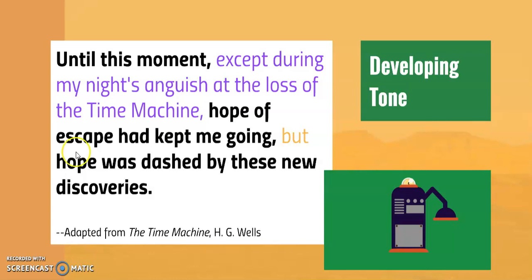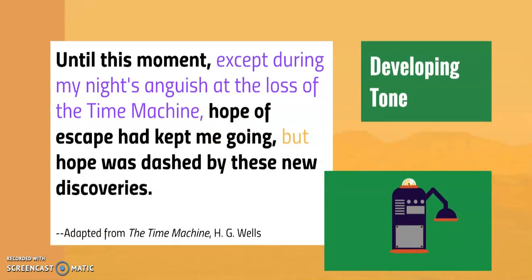The first independent clause, until this moment hope of escape had kept me going, is split and the subordinate clause has been dropped into it. We call this a drop-in clause or an embedded clause, and the commas separate it, just like brackets would. The subordinate clause draws attention to the speaker's anguish because of his loss of the time machine. Despite this, hope has kept him going. The next independent clause has the opposite idea of hopes being dashed.